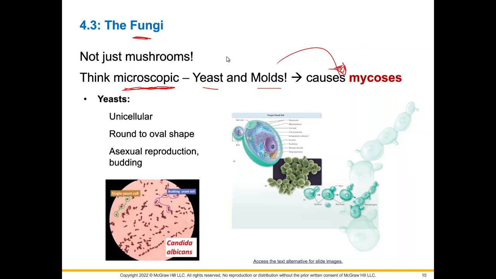So what do these look like? These look like this picture here, for example. This is a picture of some yeasts. You can see there's some budding forms throughout. They're growing and dividing, essentially. Yeasts are unicellular. They're going to be round to oval in shape, and they reproduce by asexual budding. This picture here specifically is of Candida albicans. We'll talk about that one again soon.